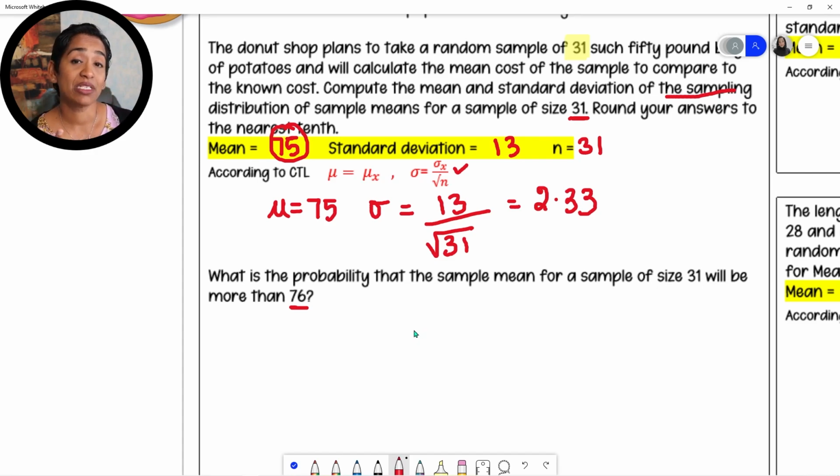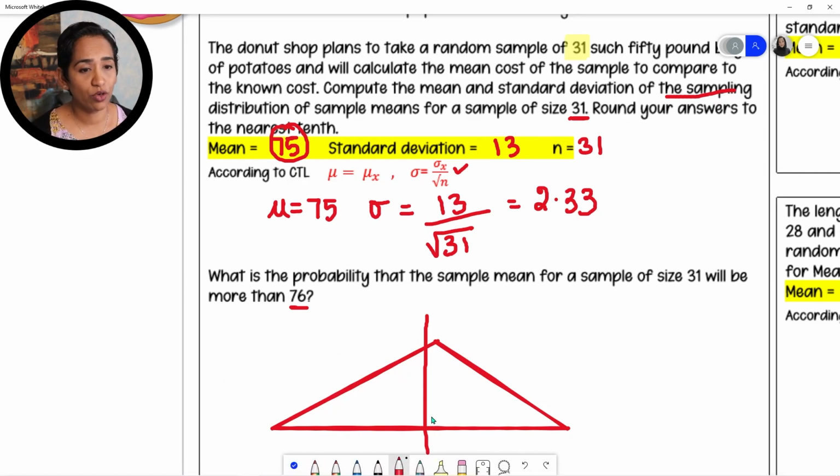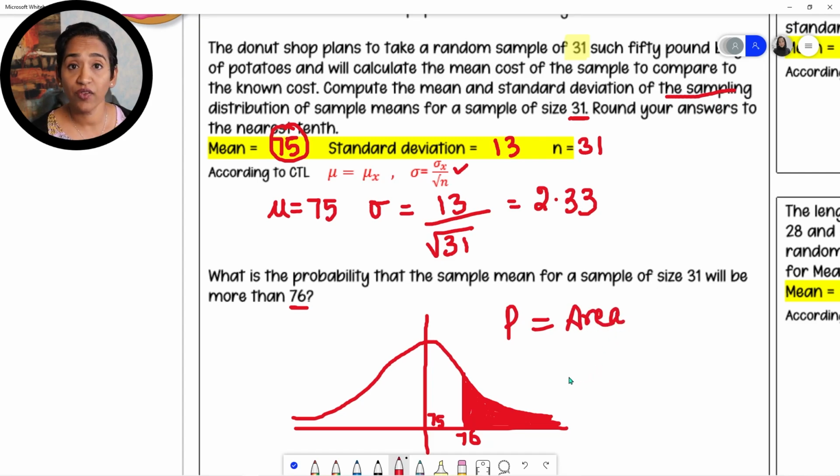Every time they say probability, I know it's the area under the curve. Hopefully this curve comes properly. There you go. I know that my mean is 75, and I'm looking for probability that will be more than 76. So this is my 75, so this is my 76. More than is always to the right hand side. And again, this probability is nothing but your area under the curve, right?